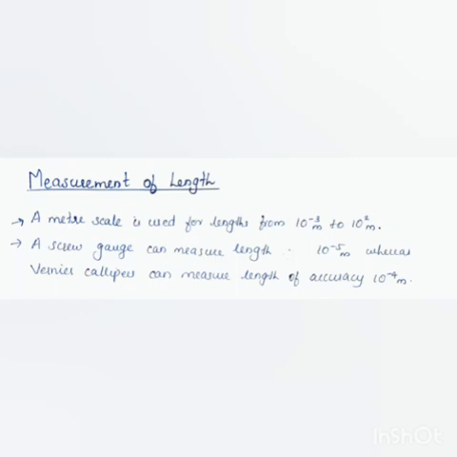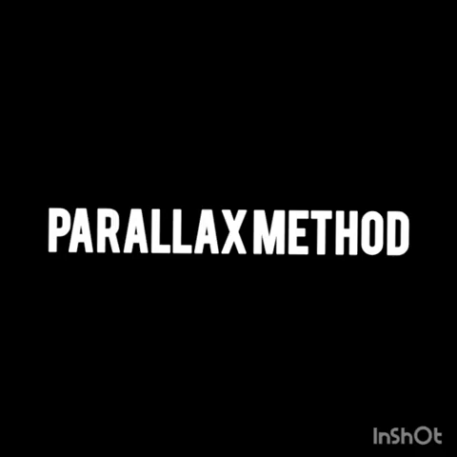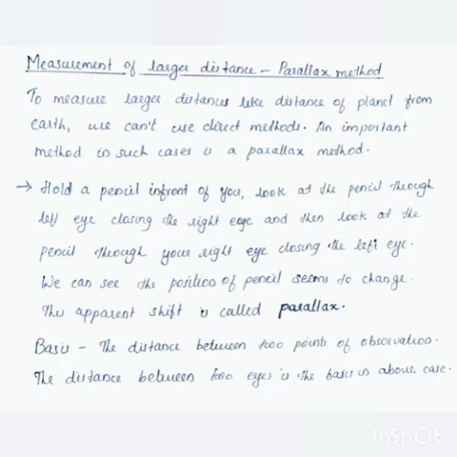How about measuring length beyond this range? How can we measure the length of a distant object or a large distance, like the distance of a planet? Let us see how we can do that. Measurement of large distance can be done using the parallax method. To measure large distances like the distance of a planet from Earth, we can't use direct methods. For such cases, we use the method called parallax method.